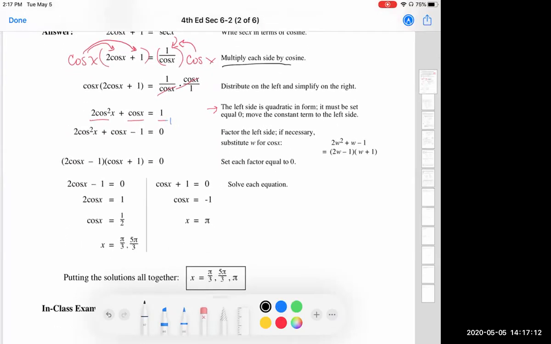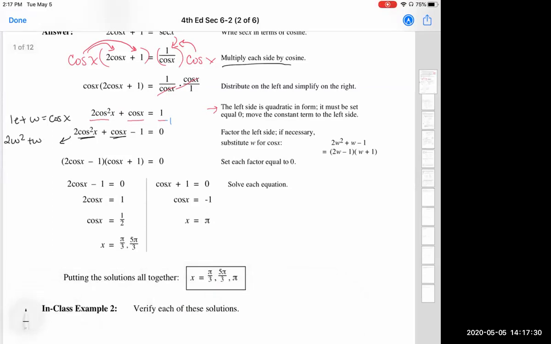So this is where, if you'd like to, you can go ahead and change it to let w equal cosine of x. You can replace cosine with w and cosine squared with w squared. And you can work with 2w squared plus w minus 1 is equal to 0. And you can factor. Let's go ahead and factor. Let me do it right here on the side.